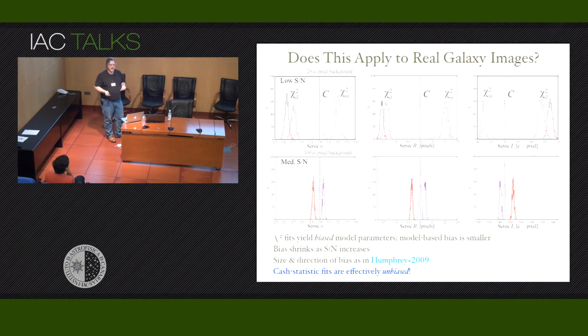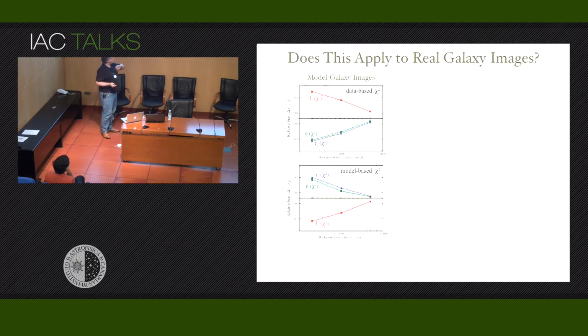So last point, does this apply to real galaxies? Is there any evidence that this works for real galaxy images? What I'm showing you on the left is a kind of condensed summary of the previous slide. This shows you the relative bias of the chi-squared fits as a function of the background sky level, sort of the signal-to-noise level. In the upper panel, these are the results from doing the data-based fits. The red is the half-light radius measurement. The green below is n, Core-Sersic n, and r_e is the half-light radius. As you go towards higher values, as you have a higher background level, the bias shrinks. The little wiggly line around 0 is the Cash statistic results.